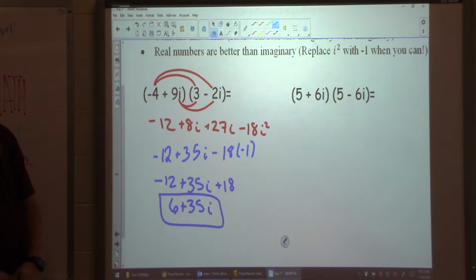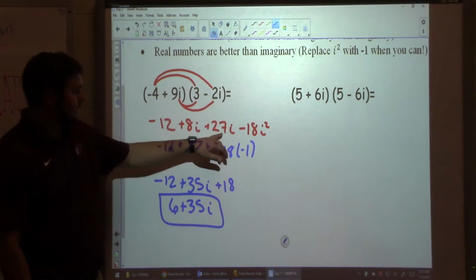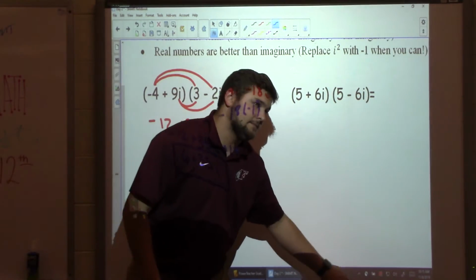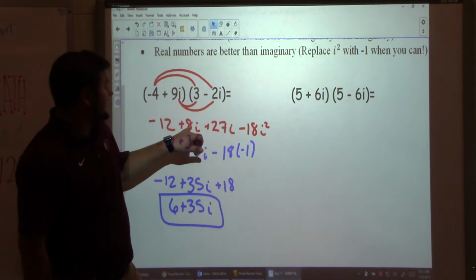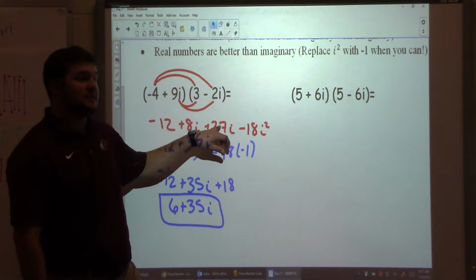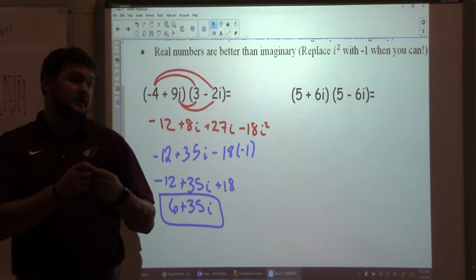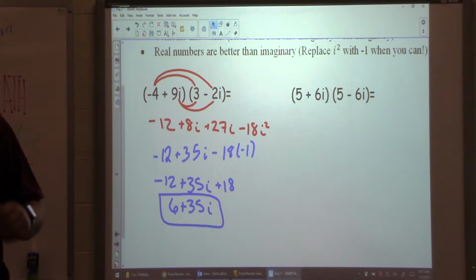When you add 8i plus 27i, why didn't the i become squared? Because we're not multiplying it, right? If it was 8i times 27i, then we multiply the i's as well. Oh, okay. Does that make sense? Yeah.